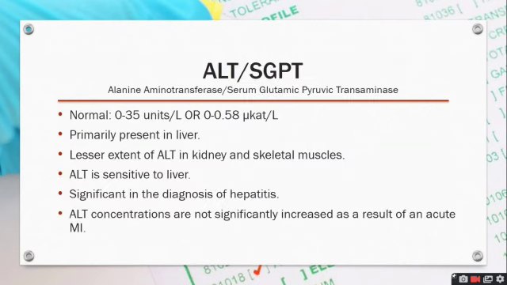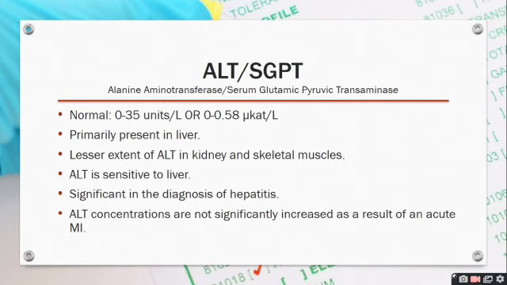Now coming to the first one, ALT, and the full form is alanine aminotransferase. It was formerly known as SGPT, serum glutamic pyruvate transaminase. The normal value of ALT is 0 to 35 units per liter or 0 to 0.58 microkatal per liter. It is primarily present in the liver, and to a much lesser extent it is also available in kidney and skeletal muscles, but majorly it is present in the liver. So that's why we can say that it is sensitive to the liver.